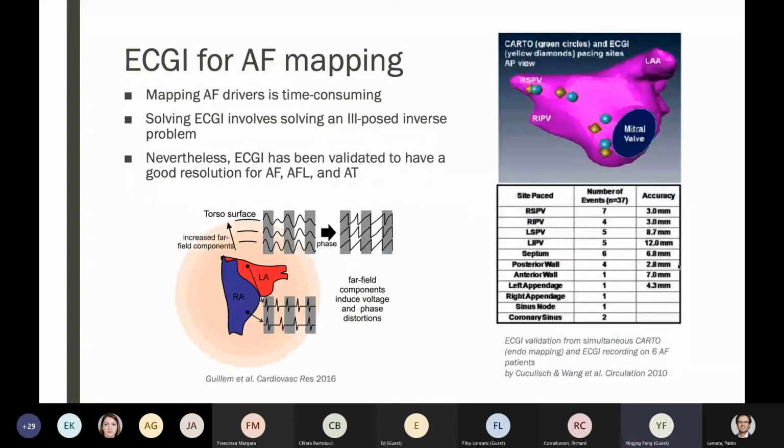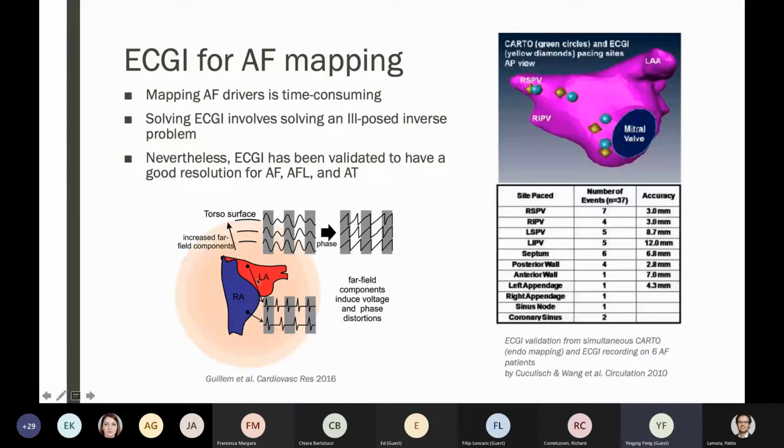And today I'm going to present a non-invasive way to map the AF drivers, because mapping for AF is often time-consuming and sometimes even subjective. So non-invasive mapping can save time to locate these regions of interest. However, solving ECGI is not an easy problem. It involves solving an inverse problem.